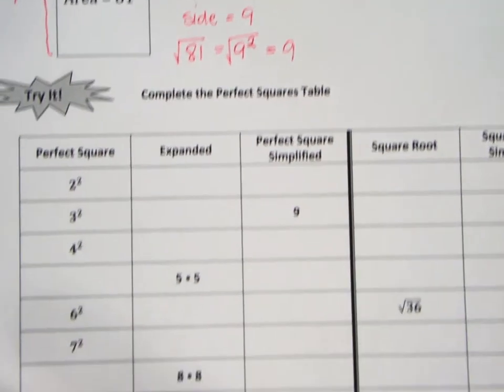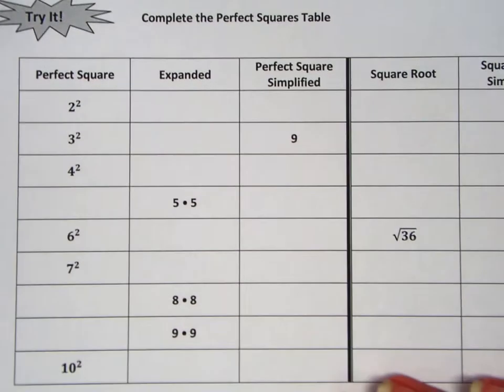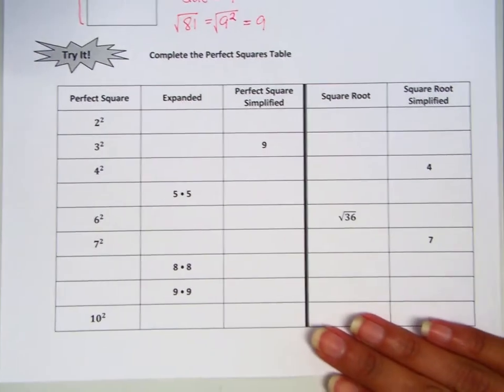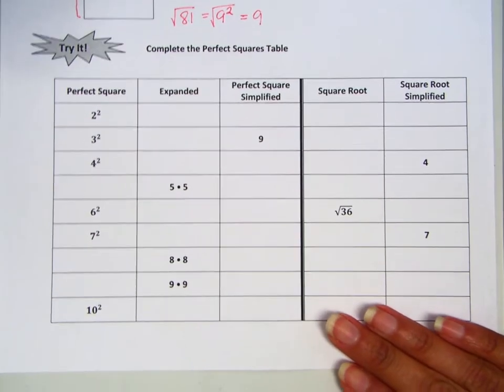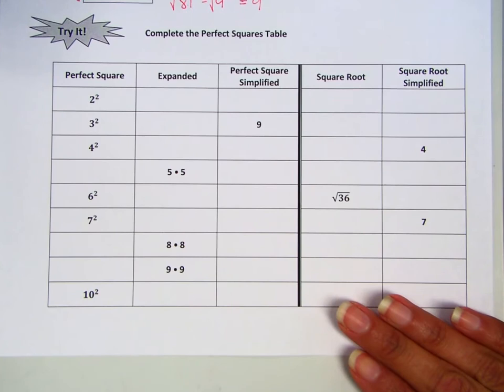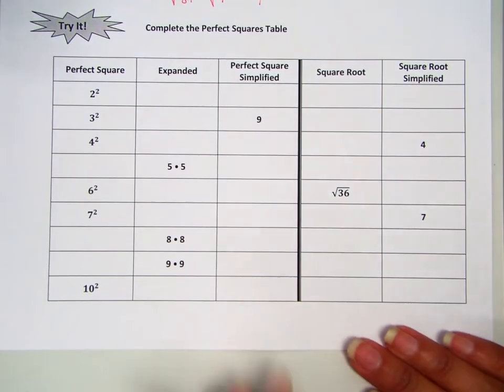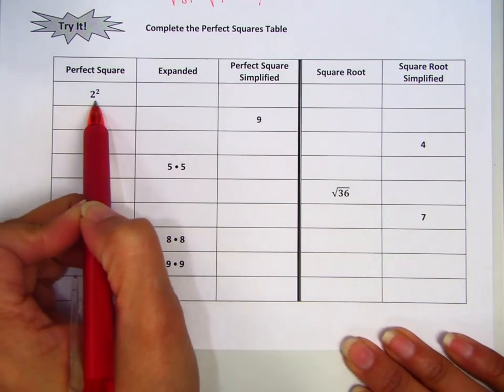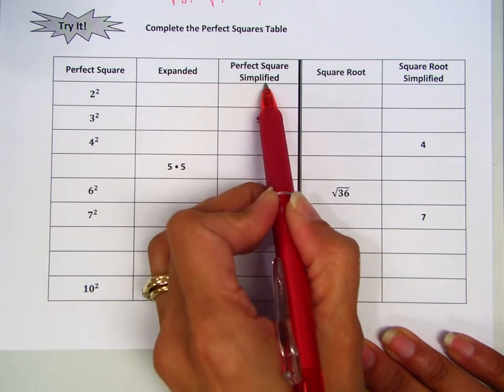So let's look at this table. This is your try it section. I am going to go ahead and do a couple lines with you so that you know what you're supposed to do for this table and bring it in tomorrow. So we're going to first look at this perfect square right here. 2 squared is a perfect square. And I want to know what that is simplified.